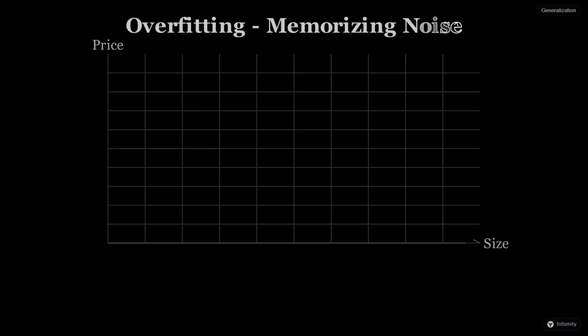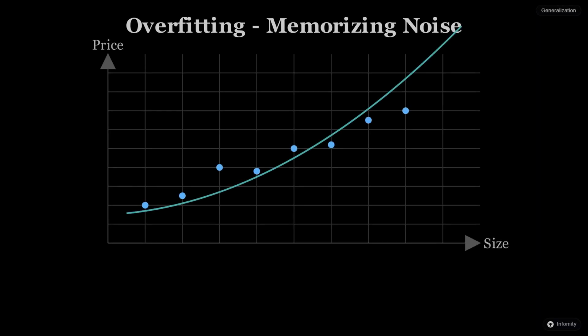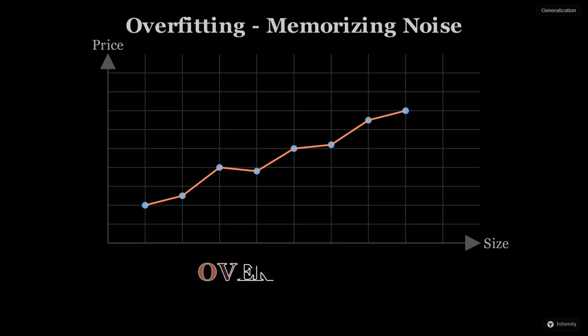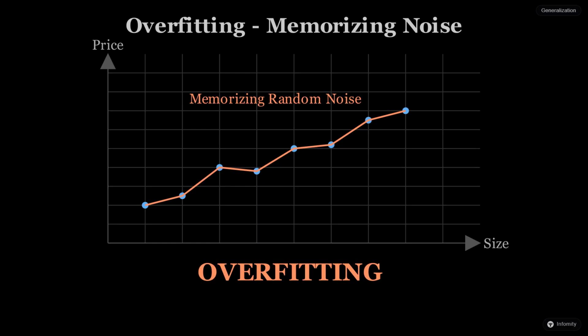Now, consider a model that learns the training data too well. Instead of capturing the general trend, it memorizes every single data point, including any random fluctuations or noise. This is called overfitting. While this overfit model might achieve perfect accuracy on the training data, its highly complex and jagged curve suggests a problem. It has become too specific to the training examples and will likely perform very poorly on any new unseen data.